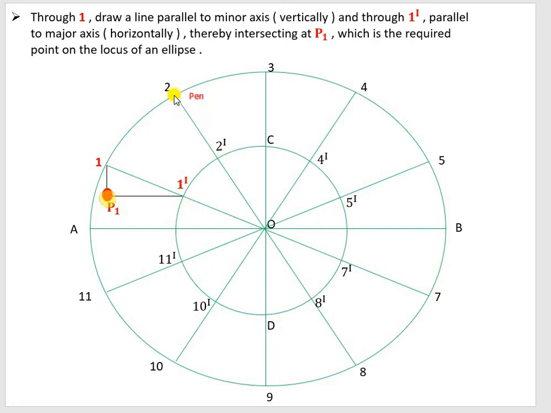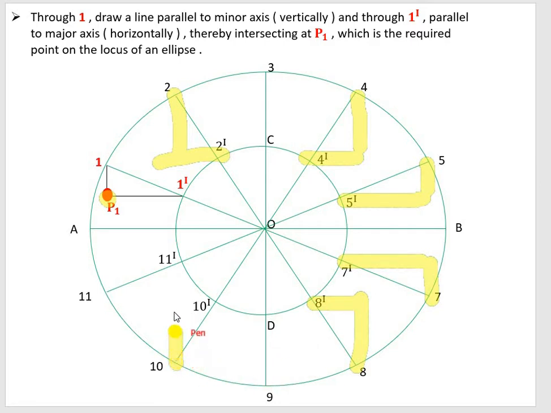Similarly, come to point 2. Draw one vertical line like this. Draw one horizontal line like this. It will cut somewhere. Name it as P2. Similarly, in the same manner, come to 4. Draw one vertical. Come to 4 dash. Draw one horizontal. Come to 5. Draw one vertical. Come to 5 dash. Draw one horizontal. Come to 7. Draw one vertical. Come to 7 dash. Draw one horizontal. Come to 8. Draw one vertical. Come to 8 dash. Draw one horizontal.